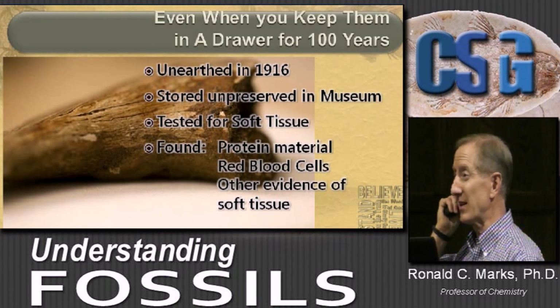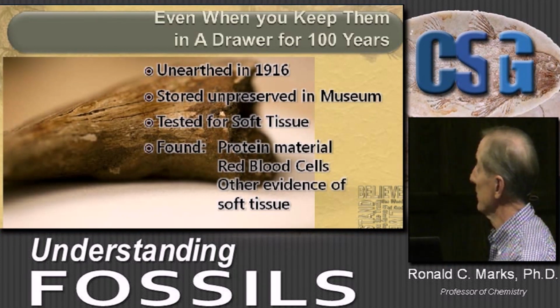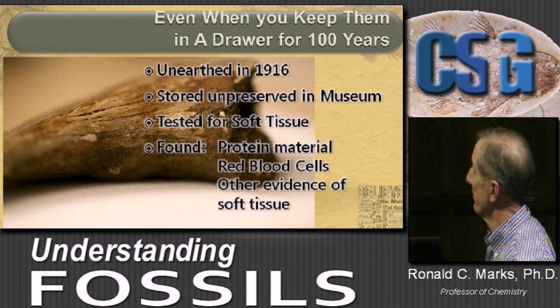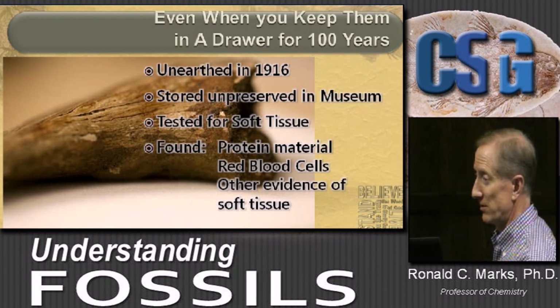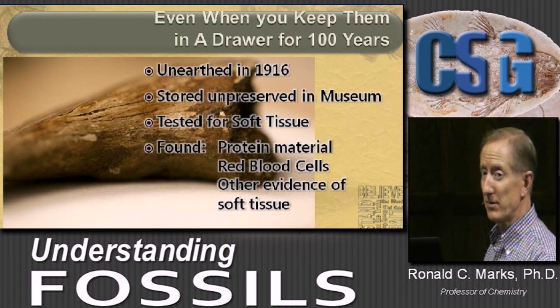When we found these fossils, they were in such poor shape that nobody even cared about them. They weren't even worried, didn't think they were that good a quality of a fossil. They tested them for soft tissue. They found protein, red blood cells, and other evidence of soft tissue, even though they'd just been thrown in a drawer and left there for 100 years. Now again, this stretches the imagination if you're going to claim that these creatures are millions of years old. Scientifically, that's irrational. Scientifically, that's impossible.